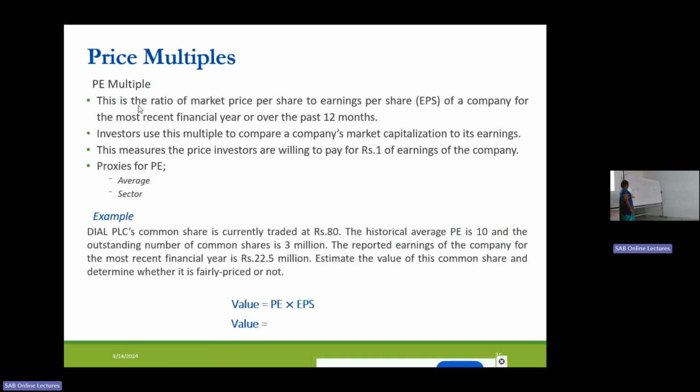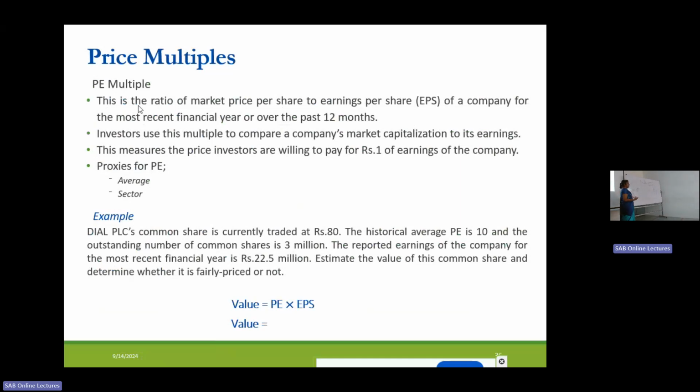So the price to earnings of this company is 6. It means that for 1 rupee of this company's earnings, the investors in the market are prepared to pay 6 rupees. That is the meaning. When this price to earnings multiple is increasing, it means that the company is very attractive. It is the price investors are willing to pay for the company's earnings.